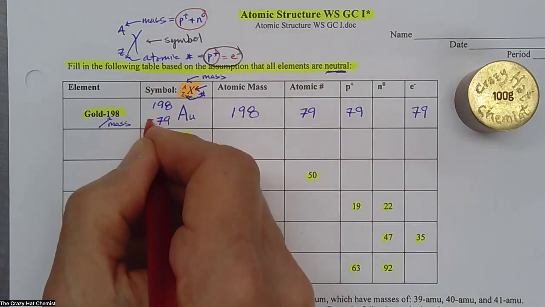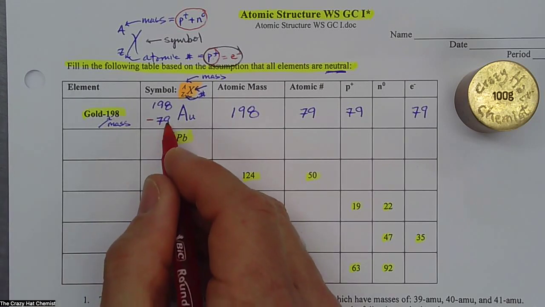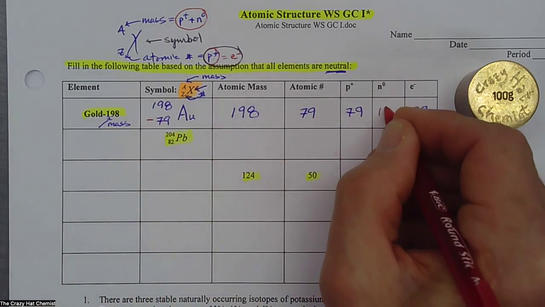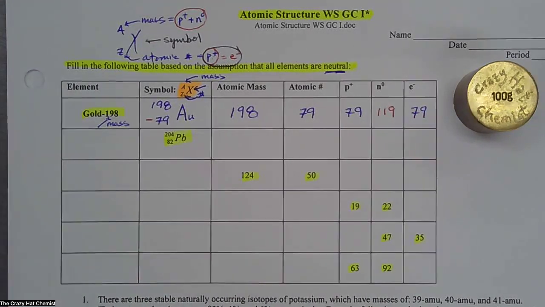So if we subtract the 79 from that 198, then we should be able to get the number of neutrons, and that is 119 in this particular isotope of this element. Okay. All right. Hopefully that was our first one. That worked out pretty well.